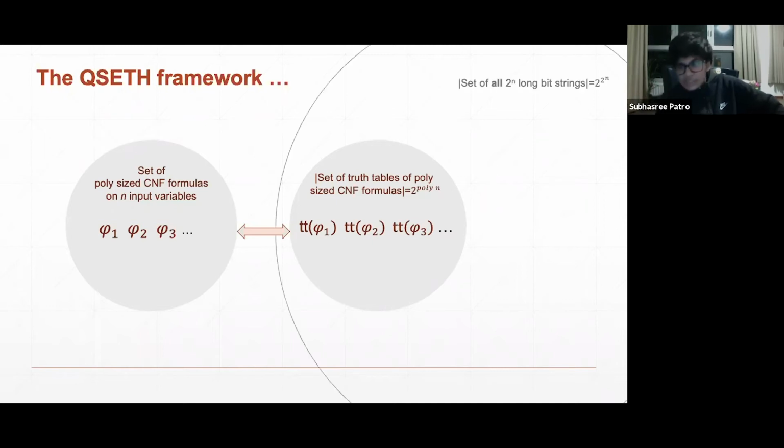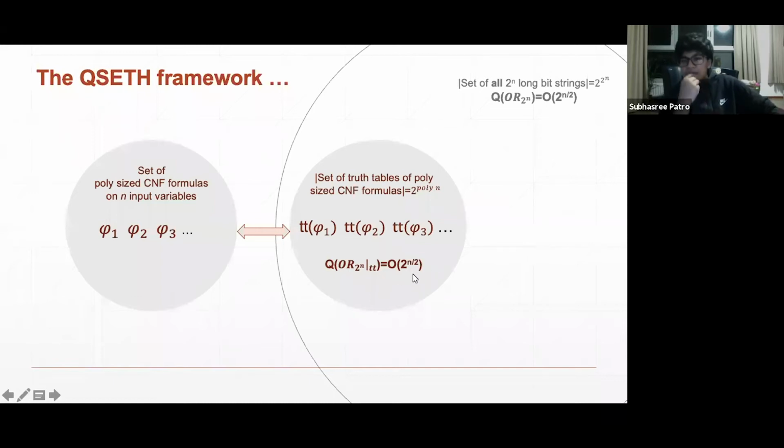Which is really small compared to the size of the set of all these 2 power n bit strings, because that would be 2 power n. Now if I want to look at the query complexity of some property OR on all these 2 power n bit strings, then I know that the query complexity is 2 power n by 2. Now, query complexity for this property OR on the small set of 2 power n by 2 bit strings is also actually 2 power n by 2.